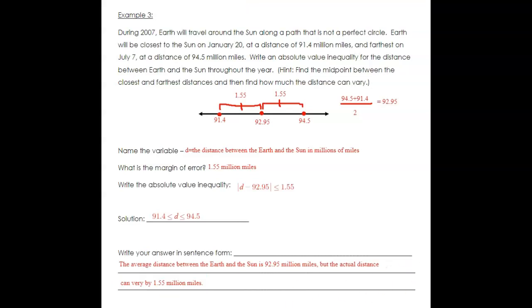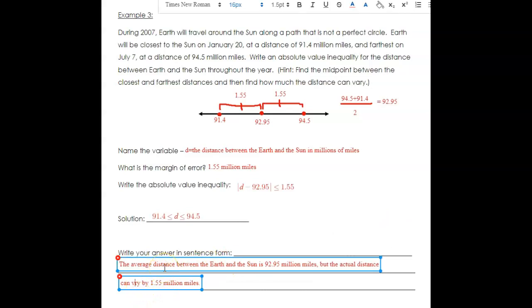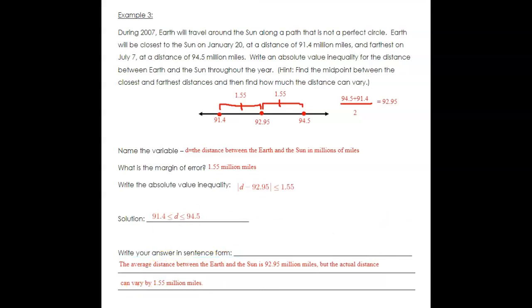So the average distance between the Earth and the Sun is 92.95 million miles. The actual distance can vary. Not vary like a lot, vary like be different. Can vary by 1.55 million miles. And these are just some applications of absolute value inequalities. They typically have to do with the margin of error and being able to find quantities that are acceptable.